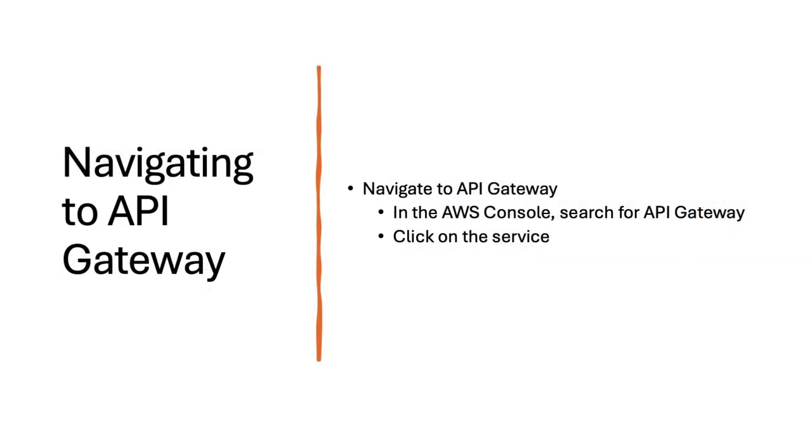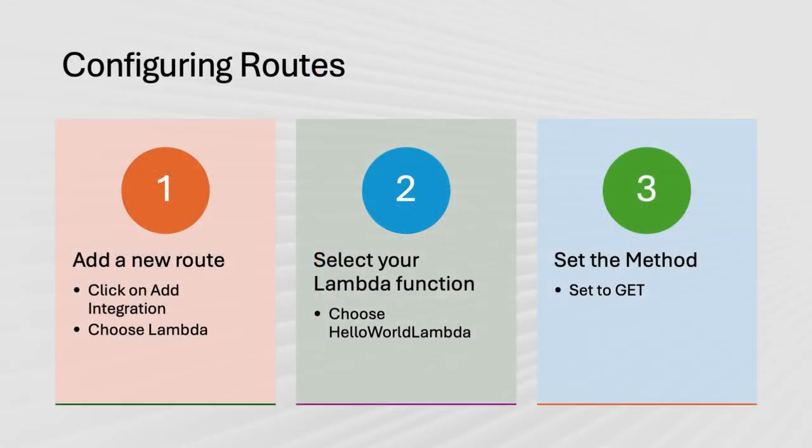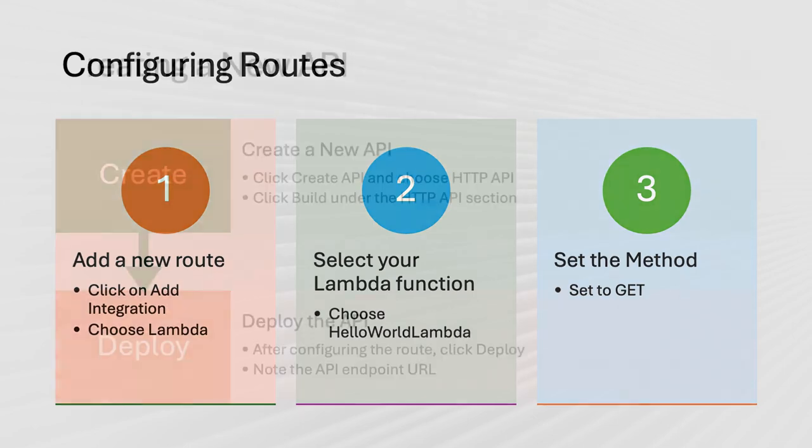To set up an API gateway for your Lambda function, navigate to API Gateway in the AWS console, search for it, and click on the service. To configure routes, add a new route by clicking on Add Integration and choosing Lambda. Select your Lambda function, Hello World Lambda, and set the method to GET.